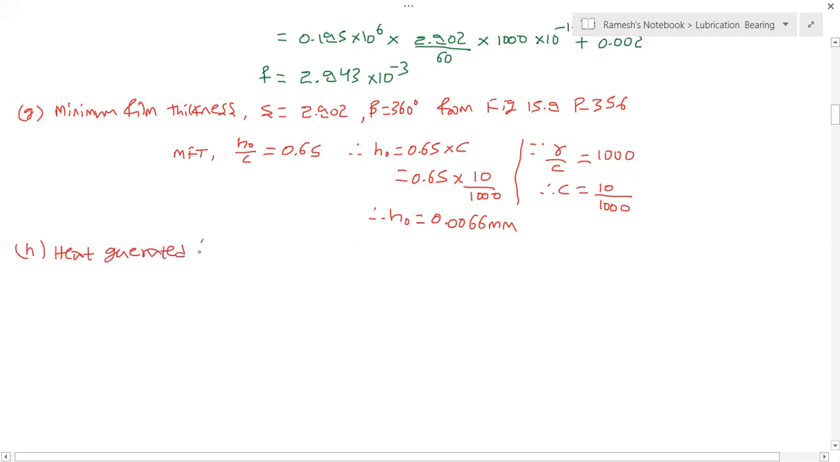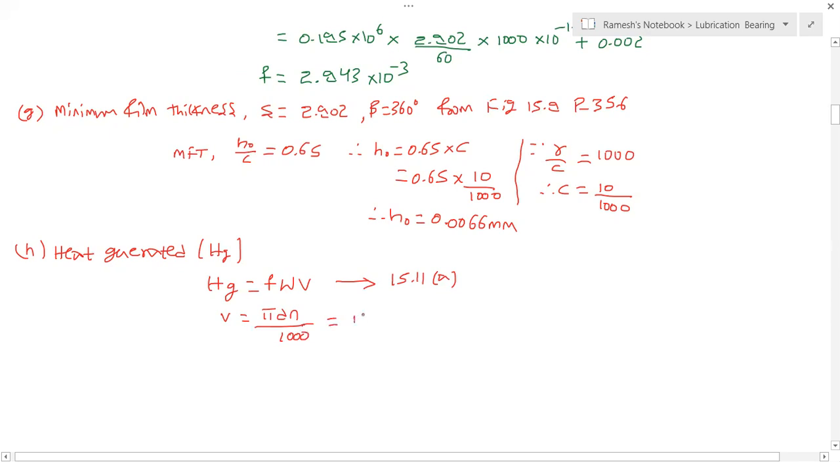Heat generated is denoted by Hg. This formula is there in the data handbook. Hg is equal to coefficient of friction into W into V. Below this equation, they have given what is meant by the rubbing velocity. This is equation 15.11a. Therefore, rubbing velocity V is equal to pi dn by 1000.